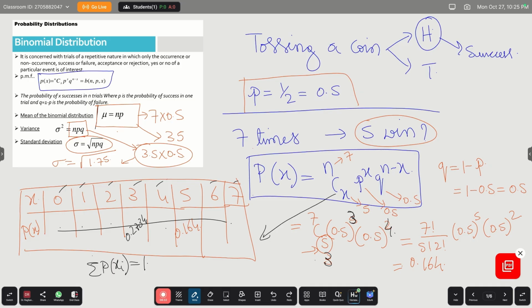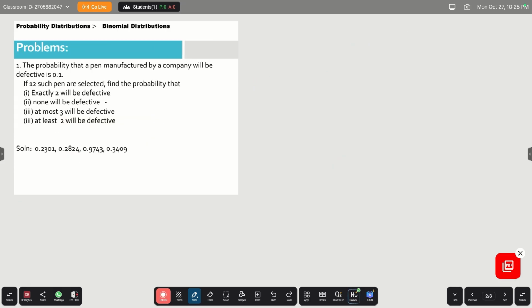So I hope you have understood that the binomial distribution PMF is nCx p power x q power n minus x, and this will give you the probability of x successes in n trials, where p is the probability of success in one trial and q is 1 minus p, which is the probability of failure. Okay. Let us have one more example, and if you have understood completely, you can skip it also.